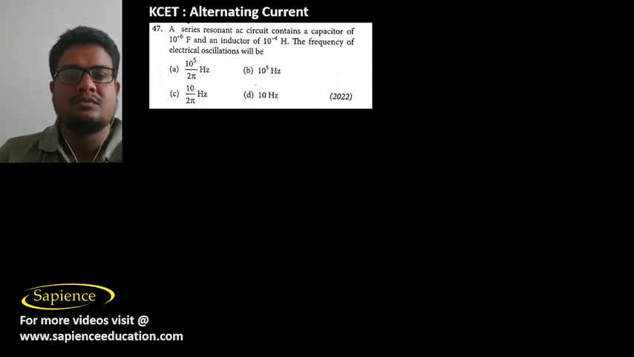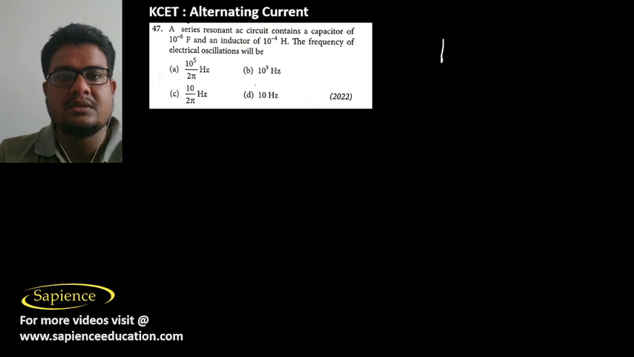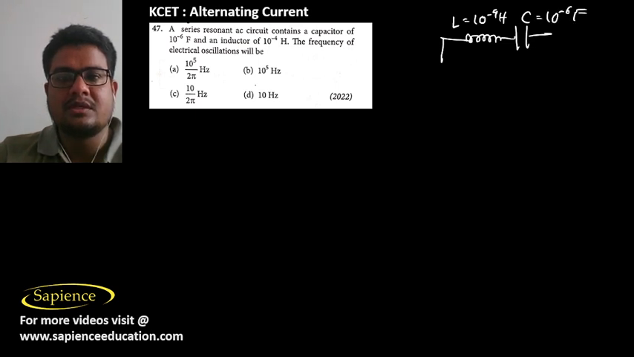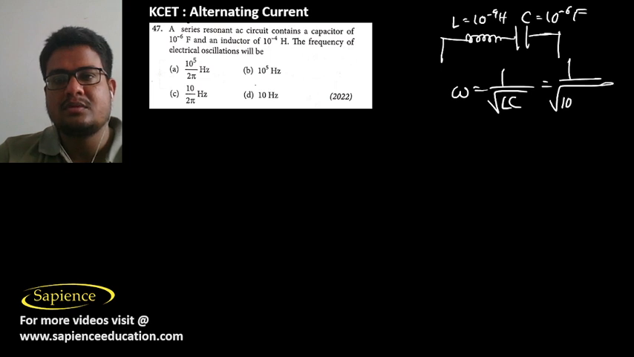Then question number 47. A series resonant AC circuit contains a capacitor and an inductor. The inductance is 10 power minus 4 Henry and the capacitance is 10 power minus 6 farad. Find the frequency of the electrical oscillation. So the angular frequency omega is 1 by root over LC, equal to 1 by root over 10 power minus 4 into 10 power minus 6.